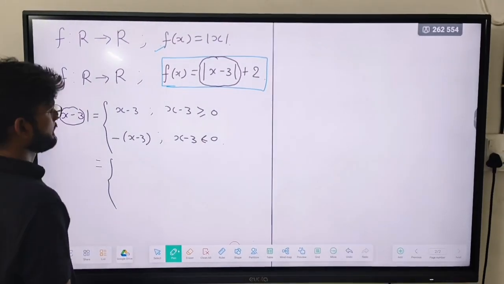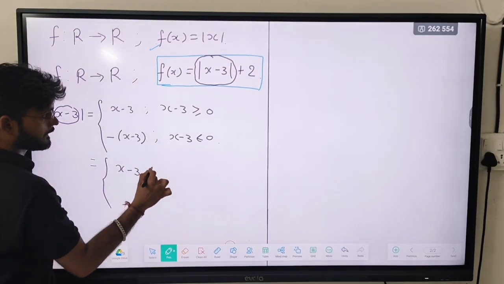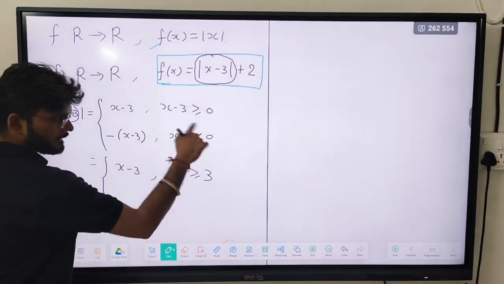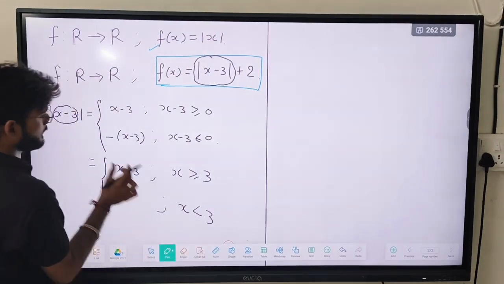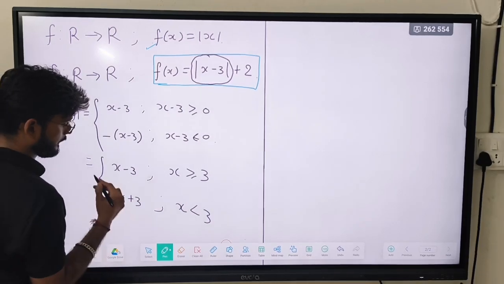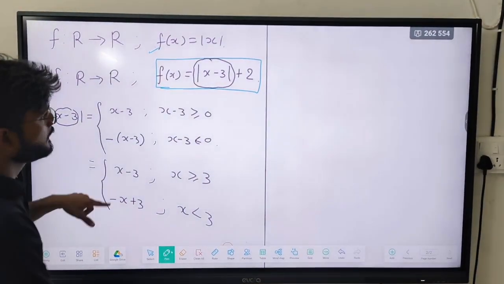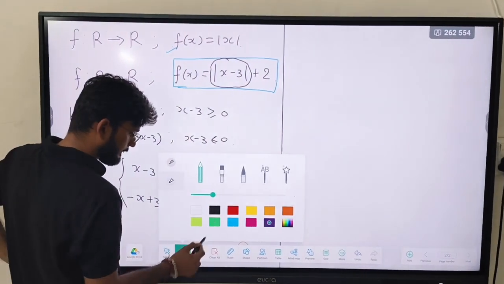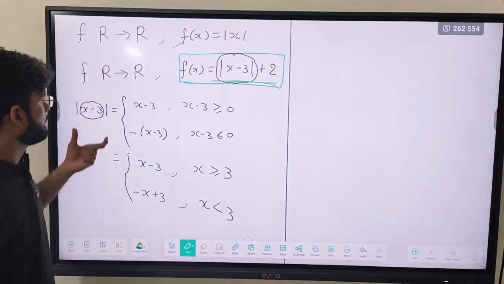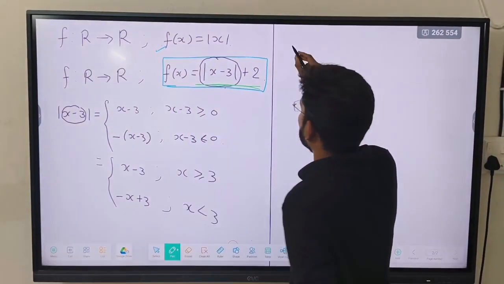So by further simplifying, we'll get mod of (x minus 3) is equal to x minus 3 in case x is greater than or equal to 3, and if x is less than 3, then our mod of (x minus 3) will be equal to minus x plus 3. Okay. So mod of (x minus 3) can be written in this way. Now our original function f(x) was mod of (x minus 3) plus 2, and we have already written this part, right? Now let us discuss the whole f(x).